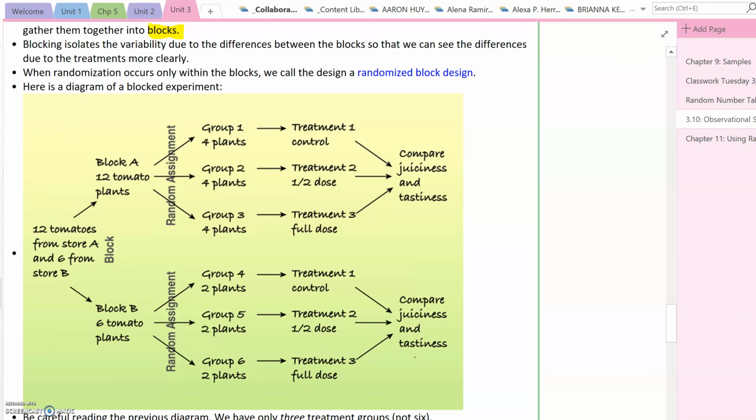Let's say you're looking at some tomato plants. You got them from 2 different stores, so just to make sure that the store you got it from doesn't have an impact, you might block things into getting things from maybe Target versus Walmart and seeing how those plants differ in their juiciness and tastiness. So you might block them into 2 separate blocks, and then from each block you're going to have a treatment that gets your control, a group that gets half the dose of some sort of plant growth material, and then a group that gets the full dose, and then you're going to look at their juiciness and tastiness.